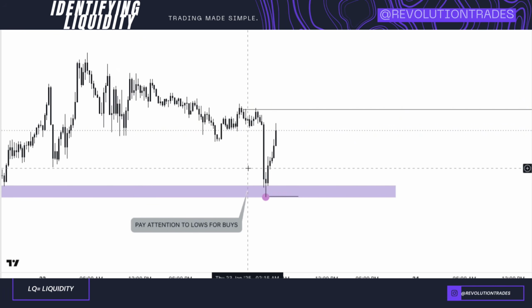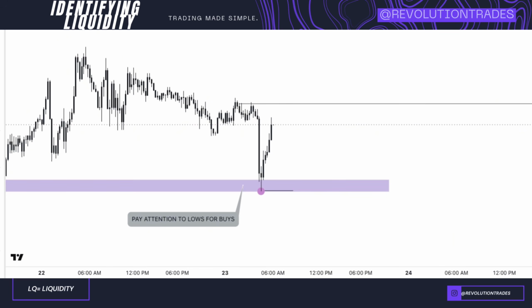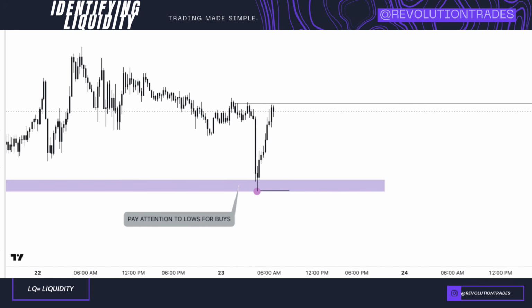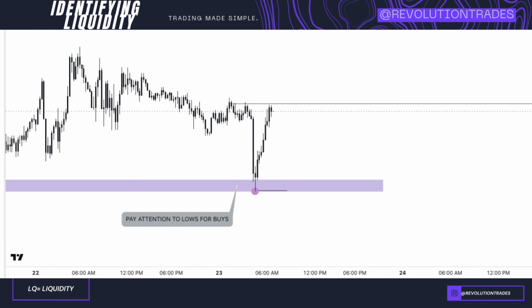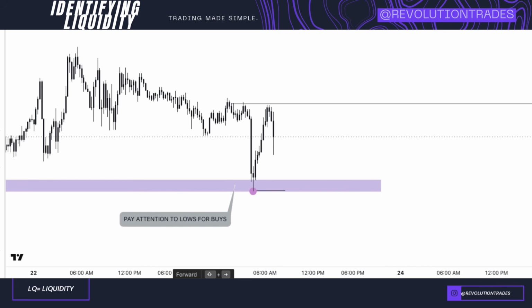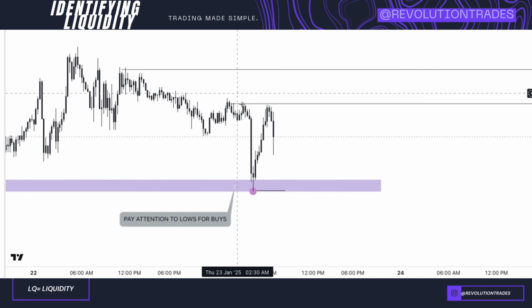So let's just watch this reaction. Let's wait for the reactions. Okay, we're at this level here. Let's see if we break it. We're here, we're failing to break. And because we're failing to break, guys, what are we now thinking? Price does not have enough strength to push past this level to continue pushing up for buys. So what is the only option that price is going to do? It's going to retrace. It has to.